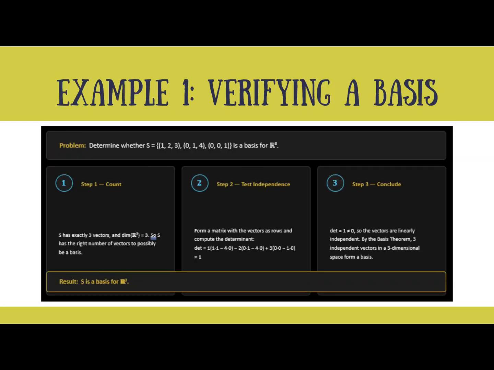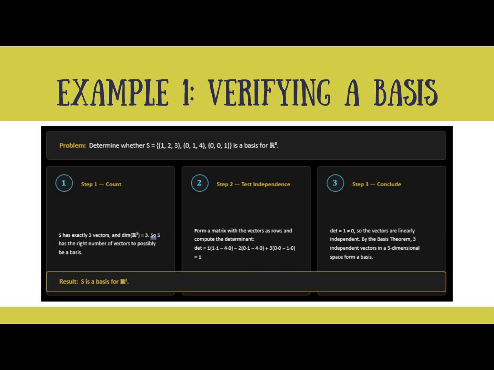Now let's apply what we've learned. Example 1: we are asked to determine whether the set S, containing the vectors (1, 2, 3), (0, 1, 4), and (0, 0, 1), is a basis for R^3. First, we count the vectors. There are 3 vectors, and since R^3 has dimension 3, the number of vectors is correct.